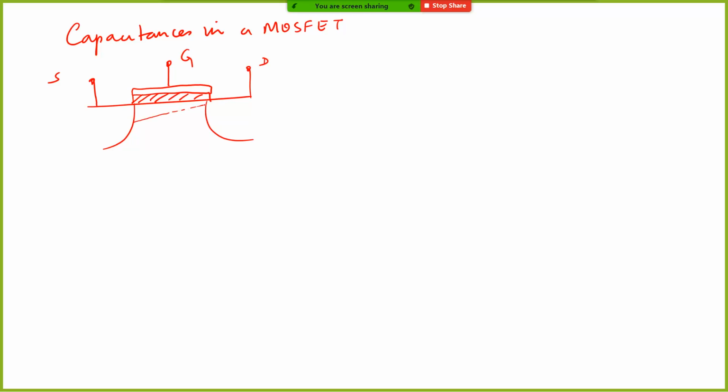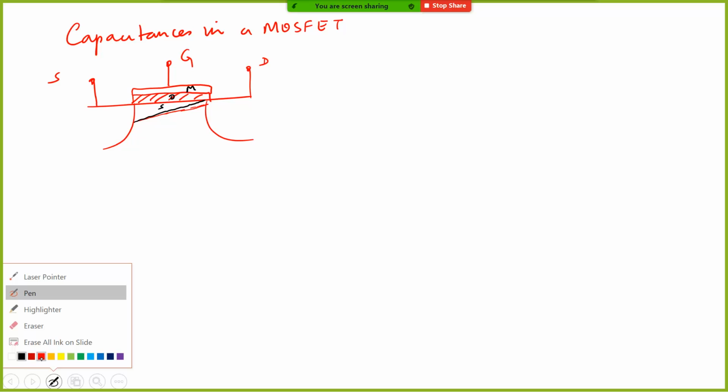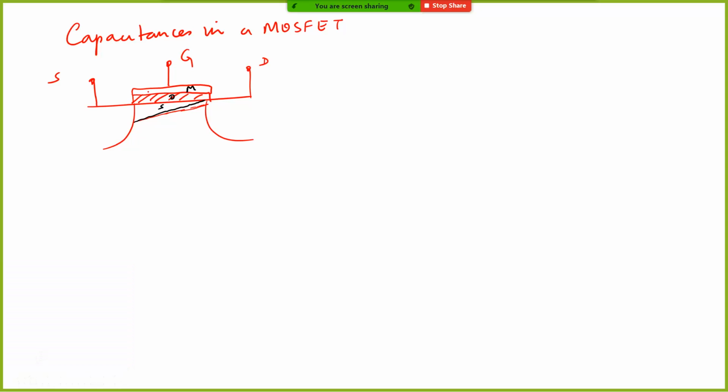Now, first of all, this is a metal oxide and a semiconductor. You basically have some channel like this, and if you are operating this in the saturation region, your channel is going to look something like this. So here the channel is a conductive thing. You have a metal, you have an oxide, and then you have the semiconductor, which is basically no conduction. So obviously you have a parallel plate capacitor, so you have some capacitance which you can say exists between the gate and the channel.